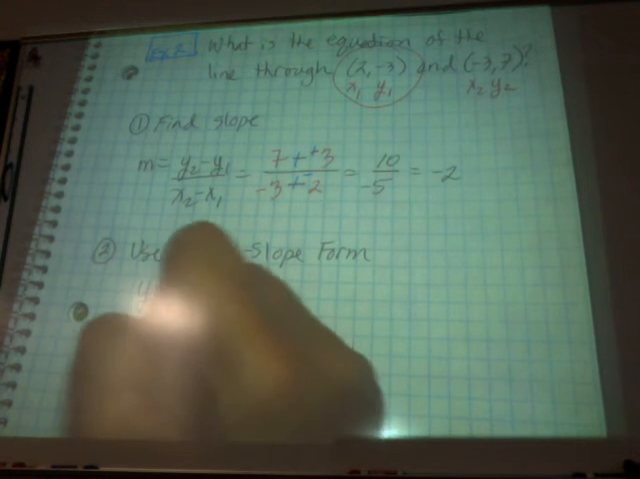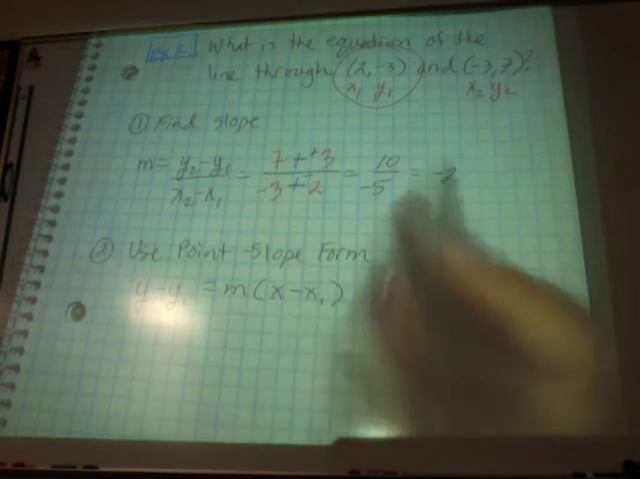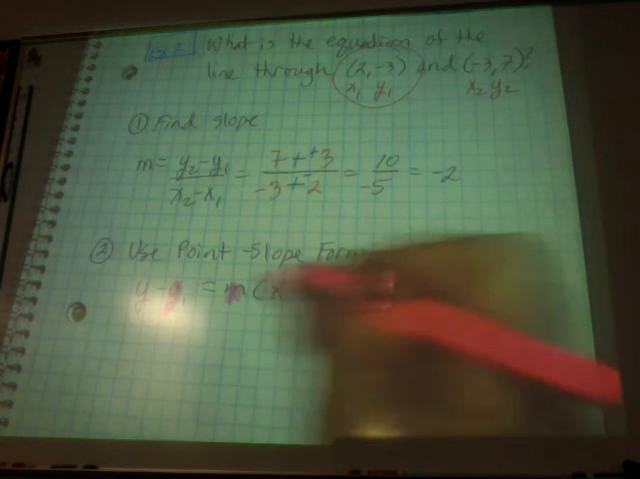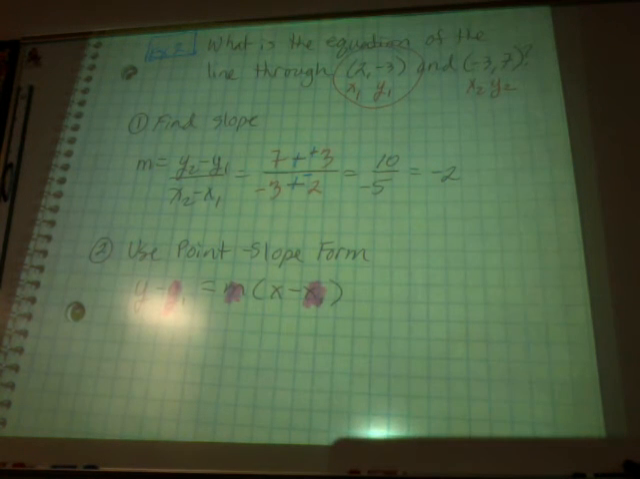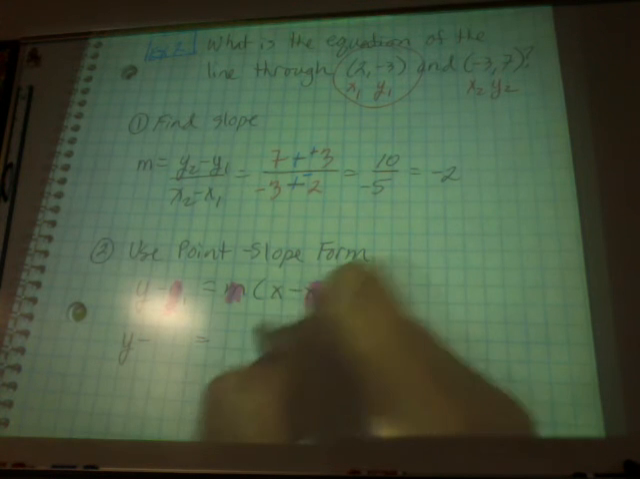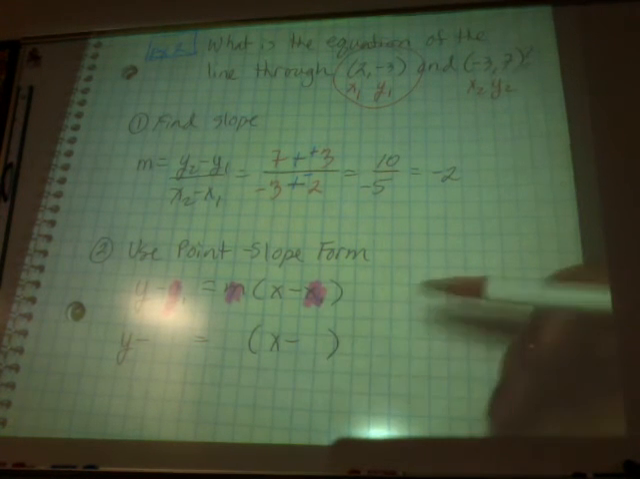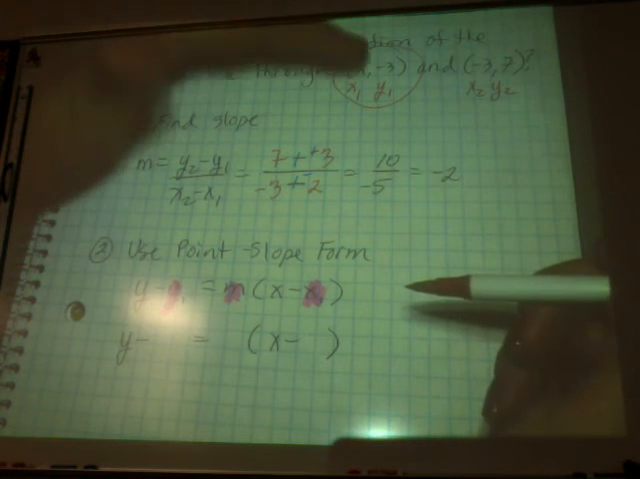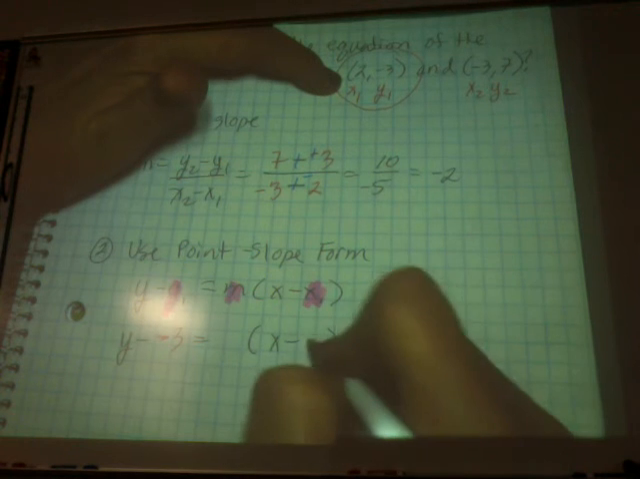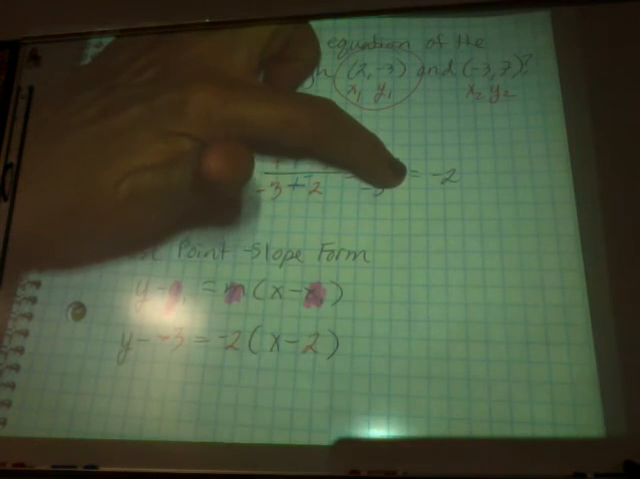So y minus y sub 1 equals m times x minus x sub 1. And again, I'm only plugging in for these 3 values. The plain x and plain y, you leave alone. So y minus blank equals blank times x minus blank. Plug in your values. My y sub 1 is negative 3. My x sub 1 is 2. And my slope we found over here is negative 2.